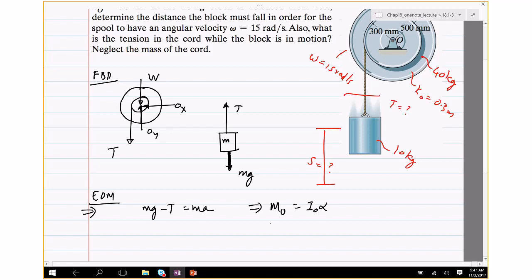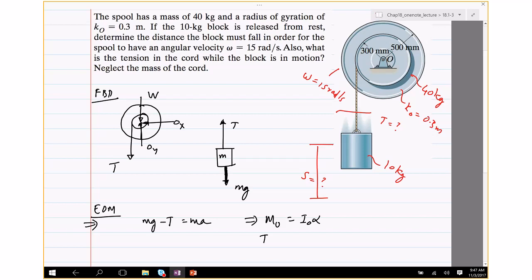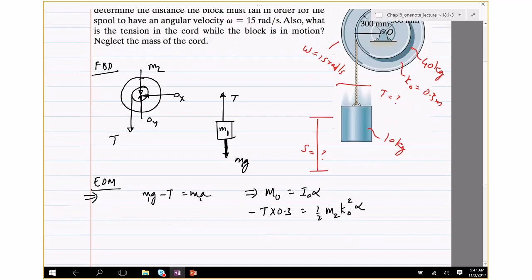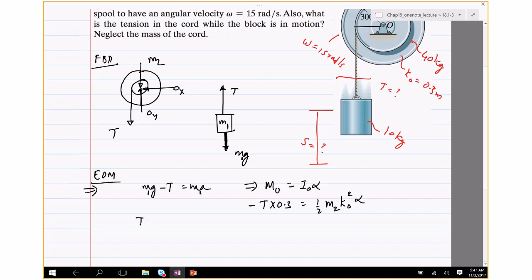So the moment about O, the torque, is T, the tension, times the inner radius, which is 0.3. That's negative, and it equals the inertia of the spool, half m, let me call this m1 and this m2, so half m2 k_O squared, times alpha. Okay, so T is an unknown. I need to find T.